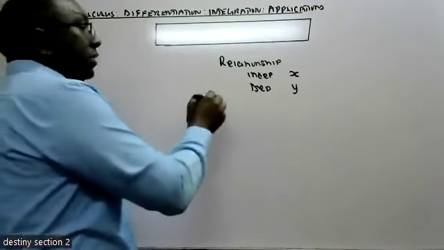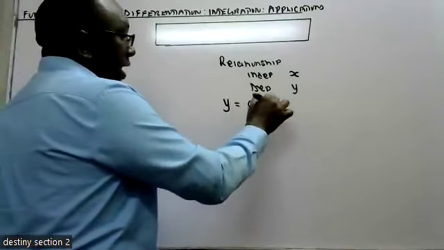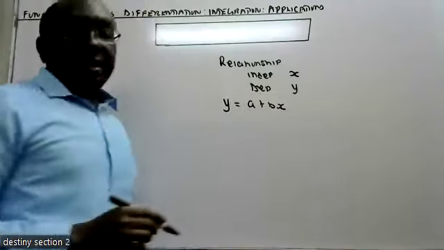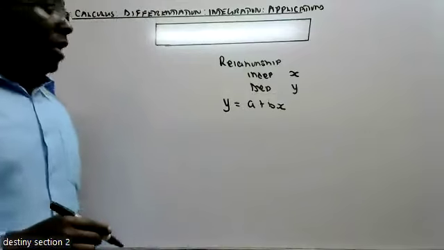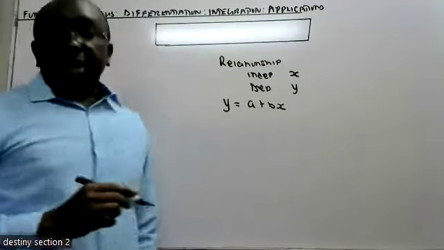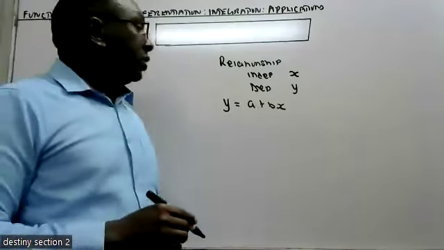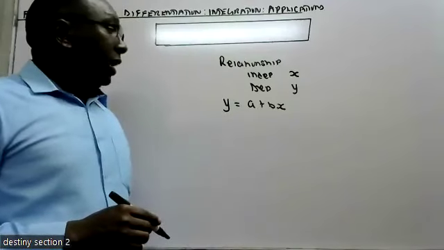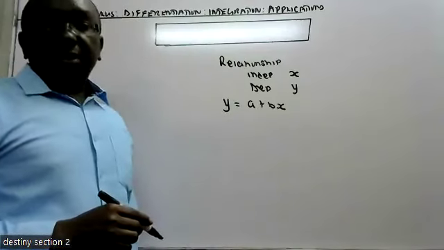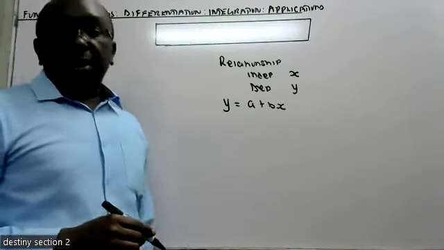The general format of writing this is y = a + bx. And in this case, a is the value of y that does not depend on x. I think we talked about that when we were in regression. b, the slope, is the rate at which y changes when x changes by one unit.